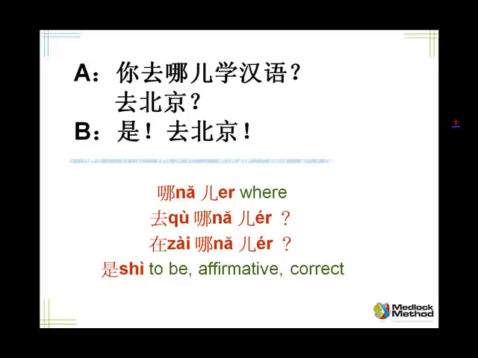Okay. Shall we do a little bit of ask me, tell me build up here? Yeah. Please. Ask me, where are you? 你在哪儿? Tell me, I'm at home. 我在家。Ask me, where are you going? 你去哪儿? Tell me, I'm going to university. 我去大学。Ask me, where is 邱老师? 邱老师在哪儿?